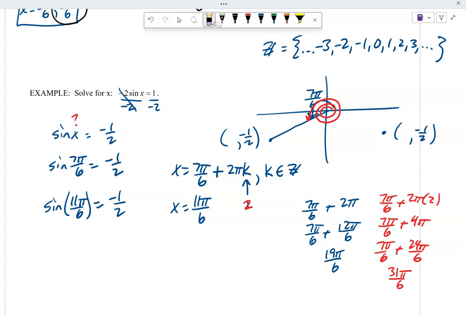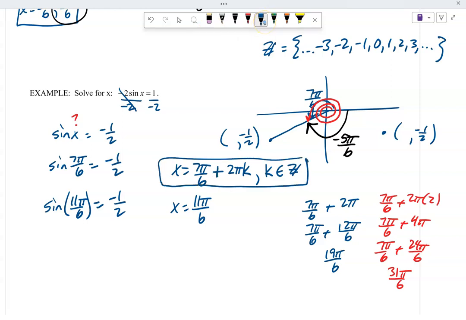Now we can keep going with this. If k is 0, then we just have 7π/6. If k is negative 1, that gives us 7π/6 minus 12π/6. That gives us negative 5π/6, right, which is coterminal. The sine of negative 5π/6 also has a sign that's negative a half, and so on. So that takes care of all forms, every one of those possible solutions. Okay, so here's one of our sets.